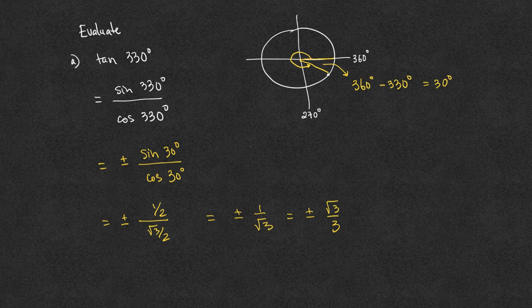We can't leave the answer in terms of plus or minus. We see that this angle is in the fourth quadrant, so tangent has to be negative. We write that since theta equal 330 degrees is in the fourth quadrant, tangent of 330 degrees is negative root 3 over 3.